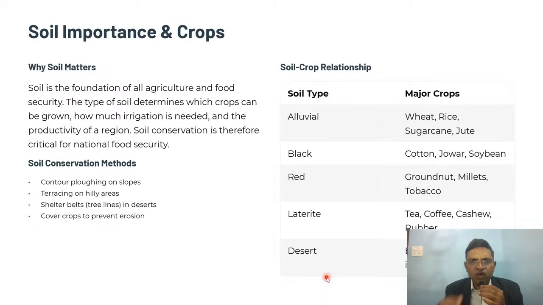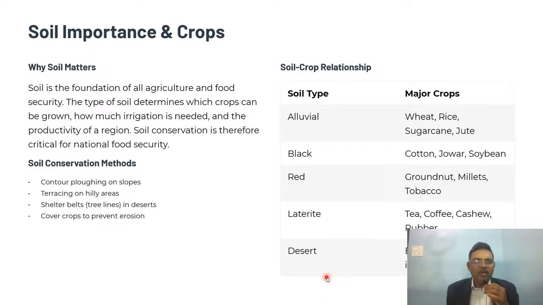Soil importance and crops. So why is soil important for us? So soil is the foundation for all agriculture and food security. So the type of soil determines which crops have to be grown, how much irrigation is needed, and the productivity of your region. So conservation is therefore critical for national food security.